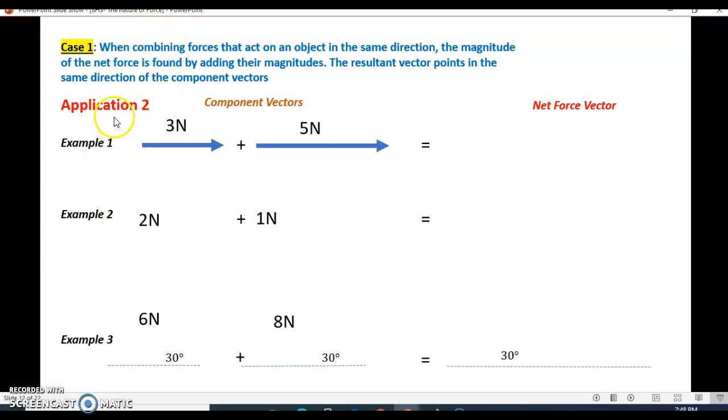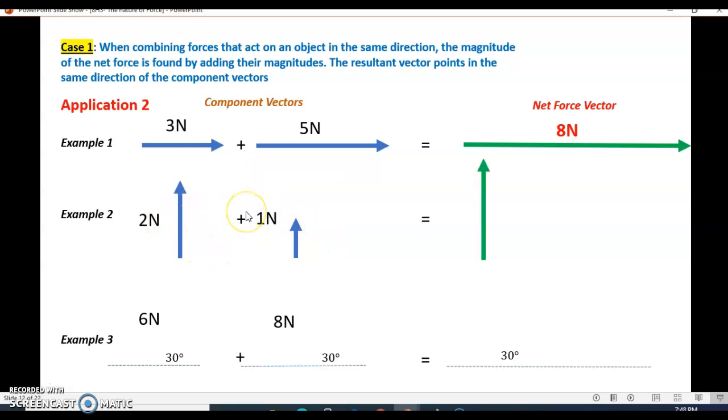We have this application too on the first case, in which both vectors are collinear and directed in the same direction. Like here, 3 Newton and 5 Newton both are horizontal and to the right. So the net force will be horizontal and to the right, and its magnitude is the sum of their magnitudes, so it's 8 Newton. Example 2, 2 Newton and 1 Newton both are vertically upwards, and the net force will be also vertically upward. Its magnitude equals 2 plus 1, which is 3 Newton.